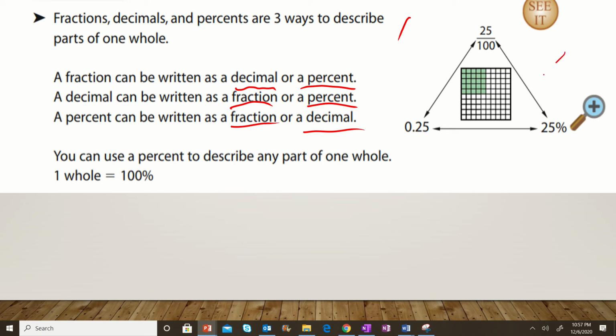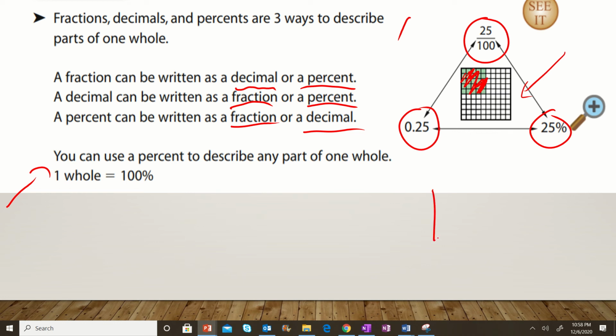Okay, we have a 100 chart, all right, and we have 25 of these colored in, so we have 25 over 100. Okay, well, that can be converted into a percent, which is 25%, or a decimal, which is 0.25. It can also be back into a fraction, which is 25 over 100. You can use percent to describe any part of one whole, and one whole is 100%, okay?